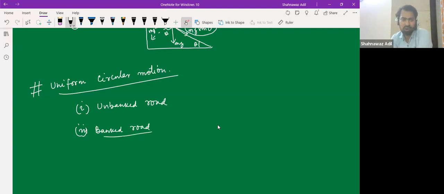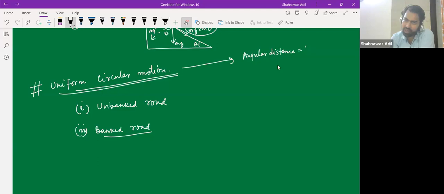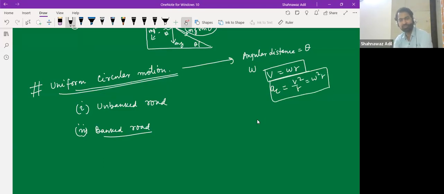So let's say that in the uniform circular motion, firstly we calculated the angular distance. This was theta, and we calculated angular velocity omega, and we saw that this omega is related to the linear velocity by v = omega r. And we also saw that this centripetal acceleration was v square by r, which is omega square r. So these are the things that we learned, right?